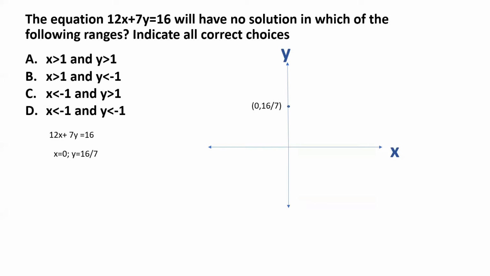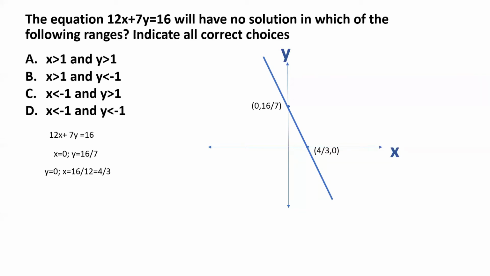And if we plug in y equal to 0, we can find x. So x in this case is 16 by 12, that's 4 by 3, slightly greater than 1. Let's plot that point on the x-axis here. Then if we join these two points with a straight line, that's our line with the equation 12x plus 7y equal to 16. That's pretty simple to draw out.